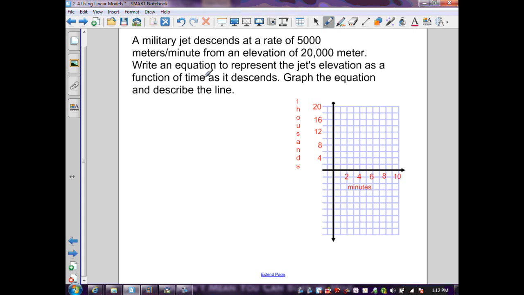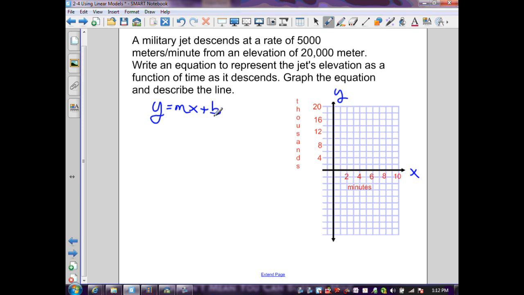Well, if we're going to graph this equation at the end, we know that we're going to have values that represent x and also y. And in our problem, we are given elevation as a start, and we know that it's descending at a rate of 5,000 meters per minute. Our equation is going to be the slope-intercept form of a graph, so y equals mx plus b.